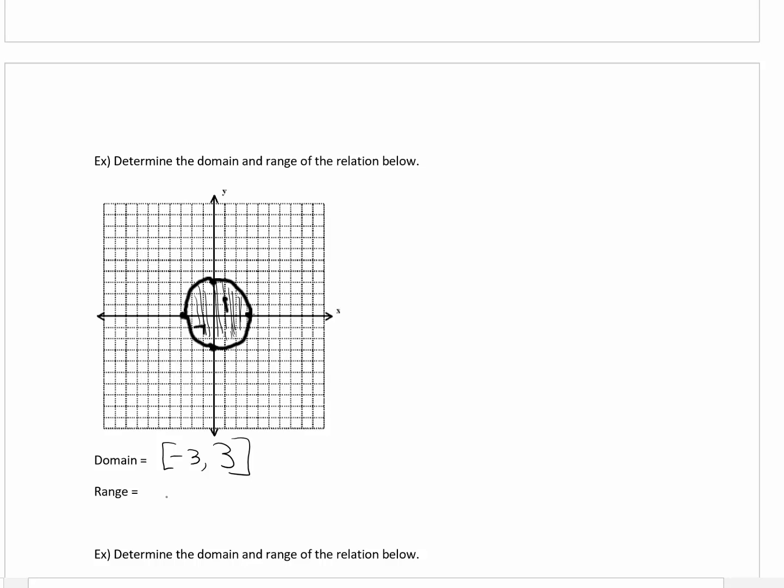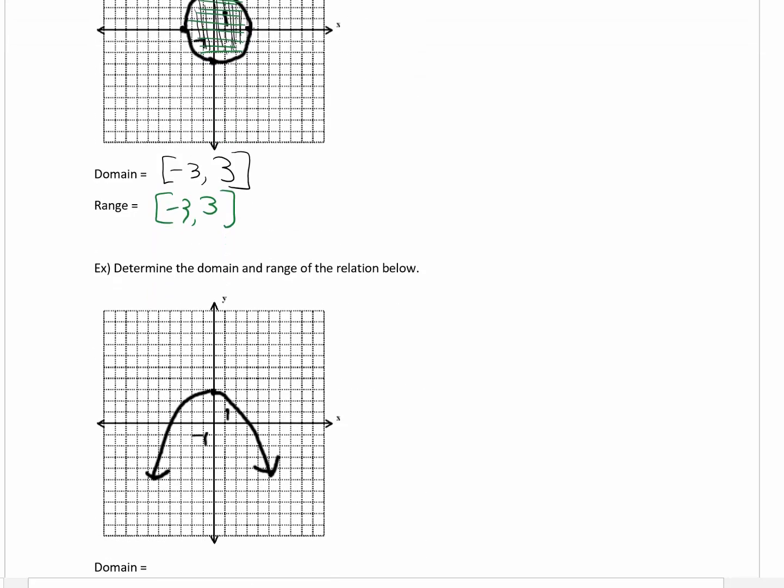All right, let's talk about the range then. So again, we're looking at possible y values. The smallest y value can be found here, which is -3. Every other y value can be found somewhere in this circle all the way up to positive 3. And again, because it's a closed circle, that will be a bracket there.